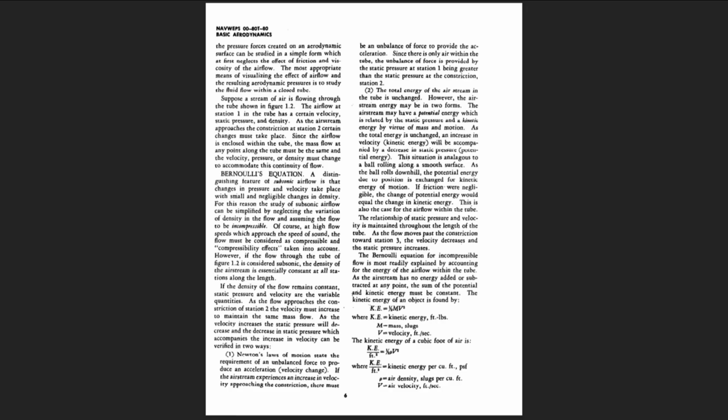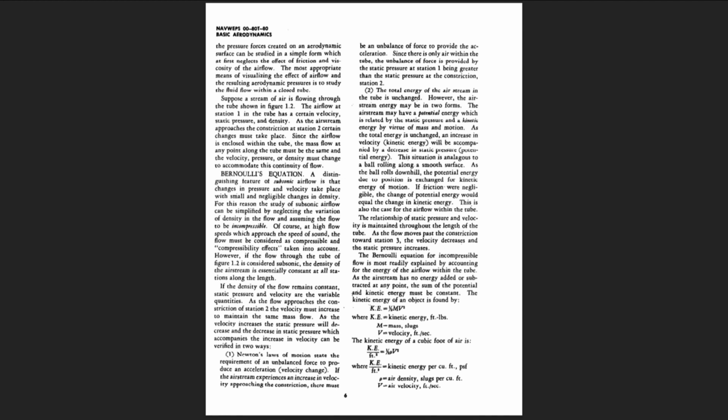Bernoulli's equation. A distinguishing feature of subsonic airflow is that changes in pressure and velocity take place with small and negligible changes in density. For this reason, the study of subsonic airflow can be simplified by neglecting the variation of density in the flow and assuming the flow to be incompressible. Of course, at high flow speeds which approach the speed of sound, the flow must be considered as compressible and compressibility effects taken into account. However, if the flow through the tube of figure 1.2 is considered subsonic, the density of the airstream is essentially constant at all stations along the length.